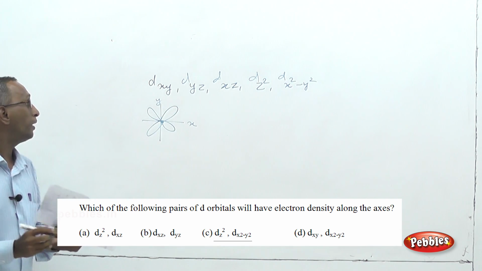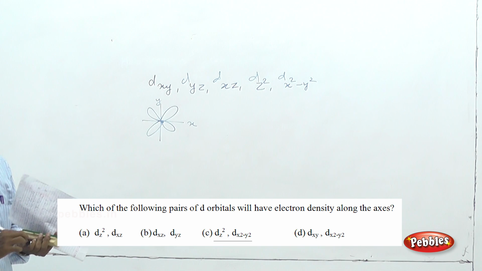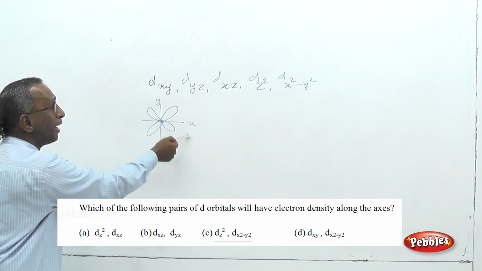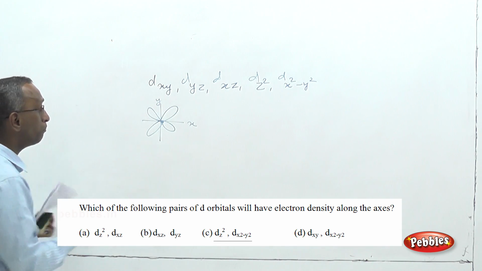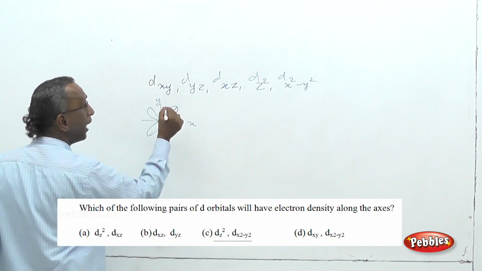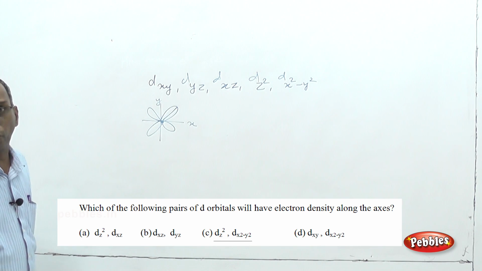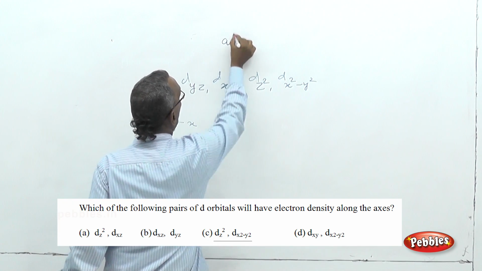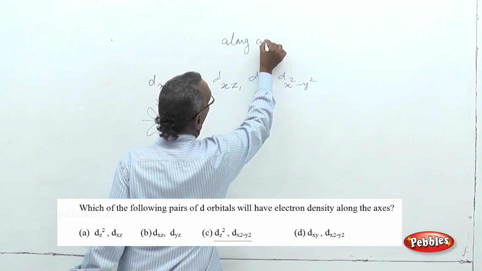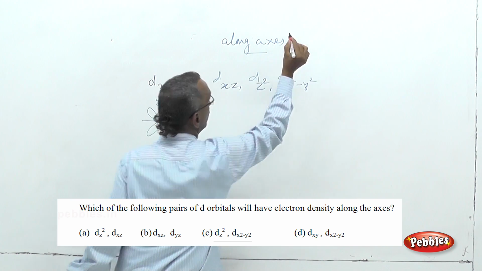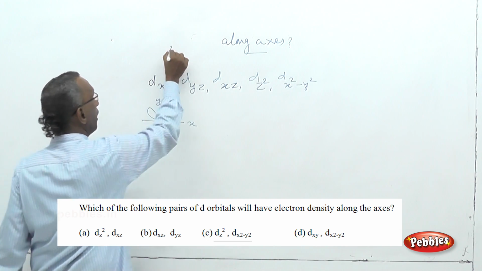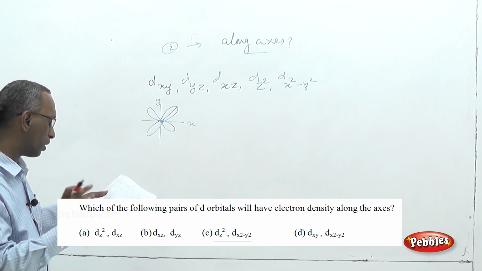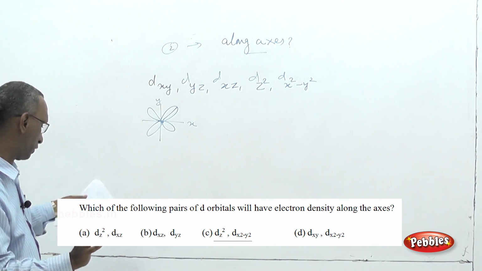The d orbital has 4 lobes. The 4 lobes are situated in the xy plane, but the lobes are not along the axis. They are diagonal with respect to the axis. The question is, how many d orbitals are along the axis? Out of 5 d orbitals, only 2 of them are along the axis. Which are they?